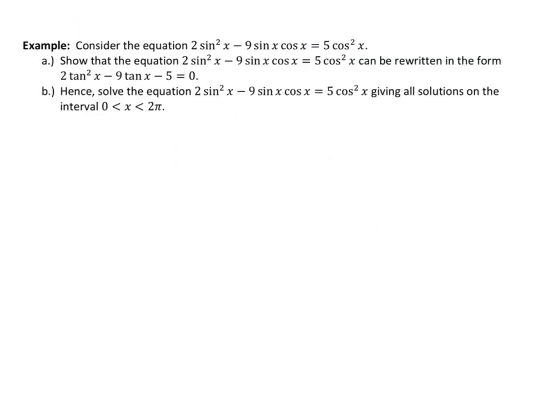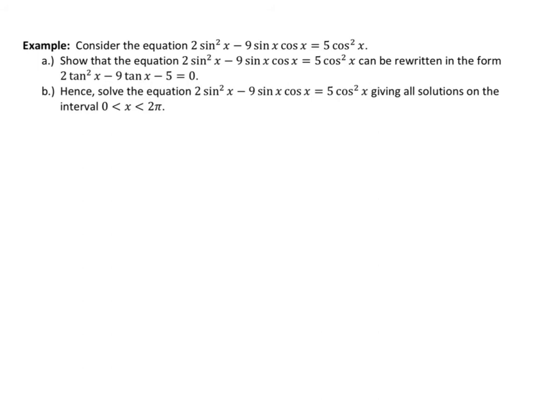We now move on to our last example, when we're being asked to consider the equation 2 sine squared x minus 9 sine x cosine x equals 5 cosine squared x. This seems like a really complicated equation. It's got sine squareds, it's got cosine squareds, it's got a mixture of regular sines and regular cosines. So I'm really excited to see that the first word of part A is show. Show is so nice, right? Because it lets us know what we need to do, what we need to try and transform this thing into.